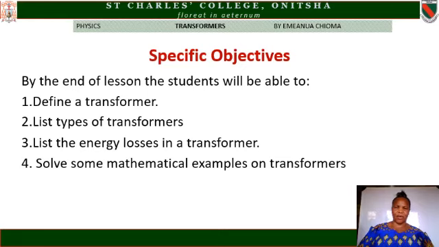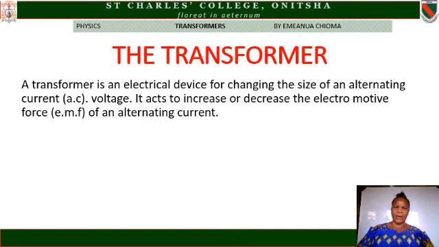The specific objectives. By the end of the lesson, the students will be able to: 1. Define a transformer. 2. List types of transformers. 3. List the energy losses in a transformer. And 4. Solve some mathematical examples on transformers. Now let's go into the lesson proper.